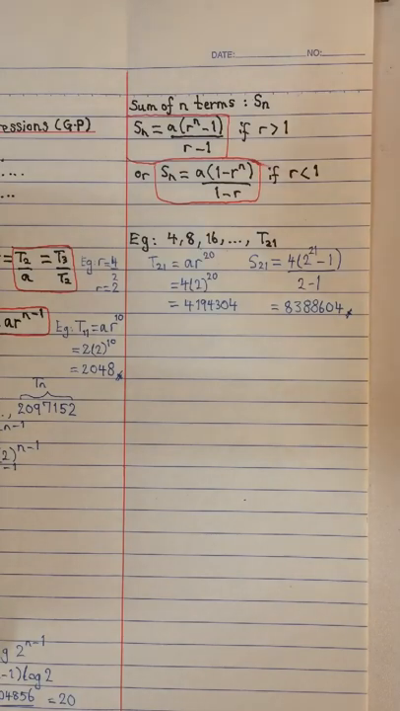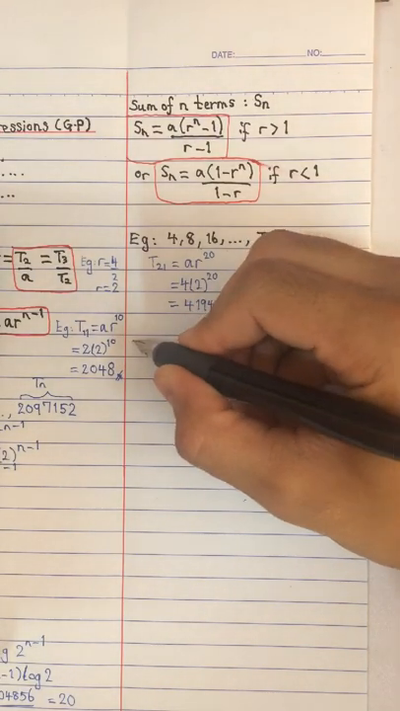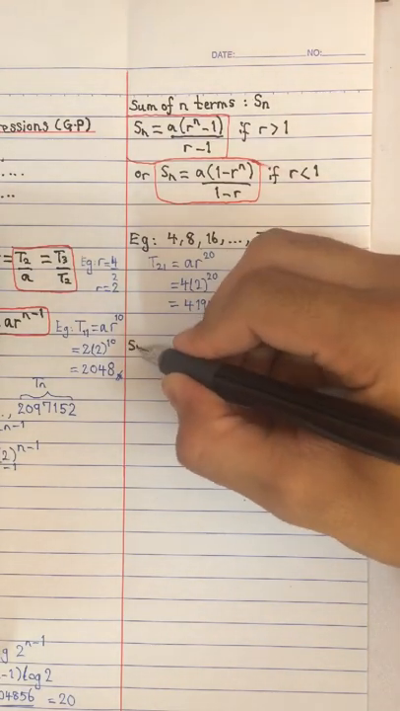Okay, moving to the last subtopic. The last subtopic is the sum to infinity.